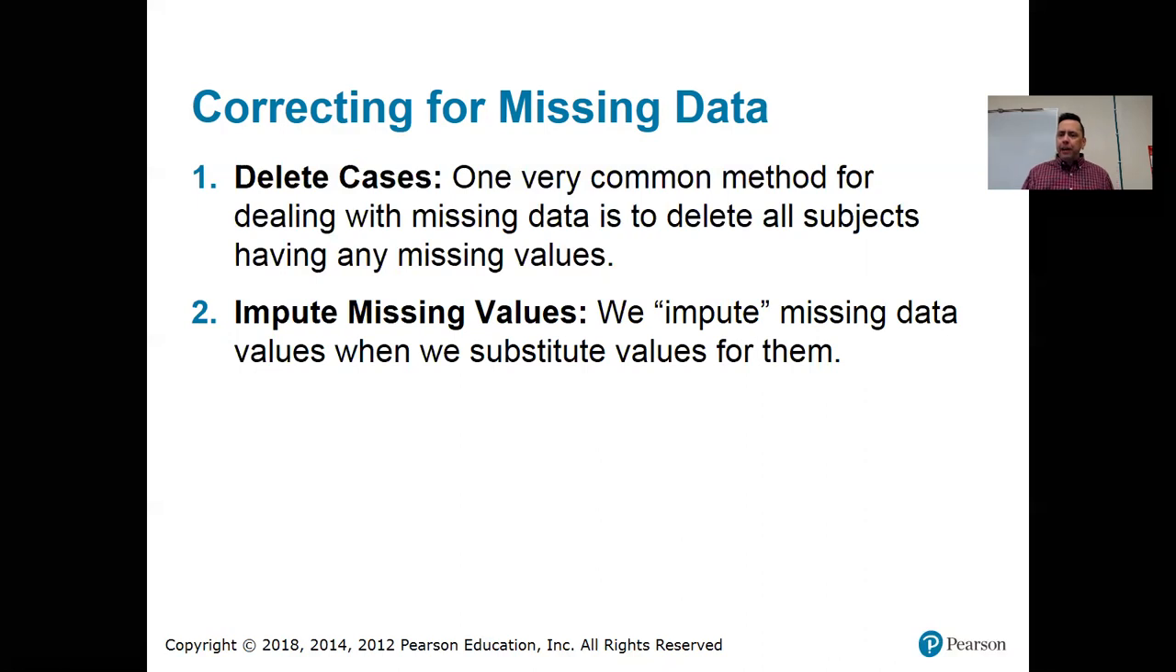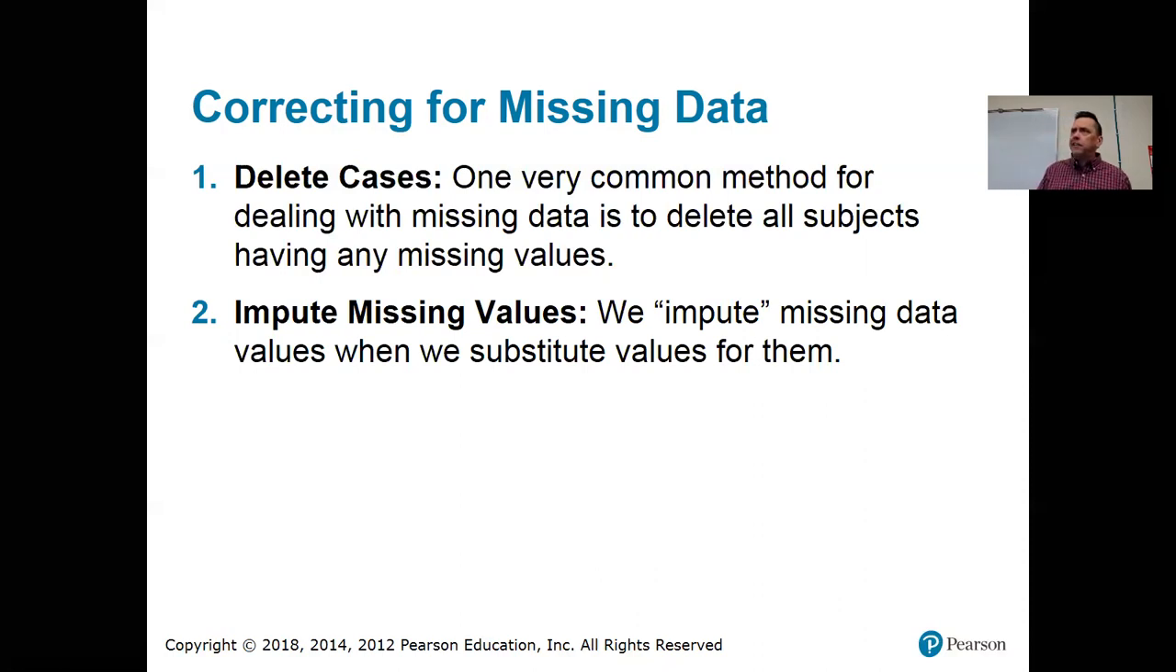Imputing missing values. That means substituting values for them. And obviously you have to do that in a way that's honest. So you try to find some other way to fill in that missing data point.